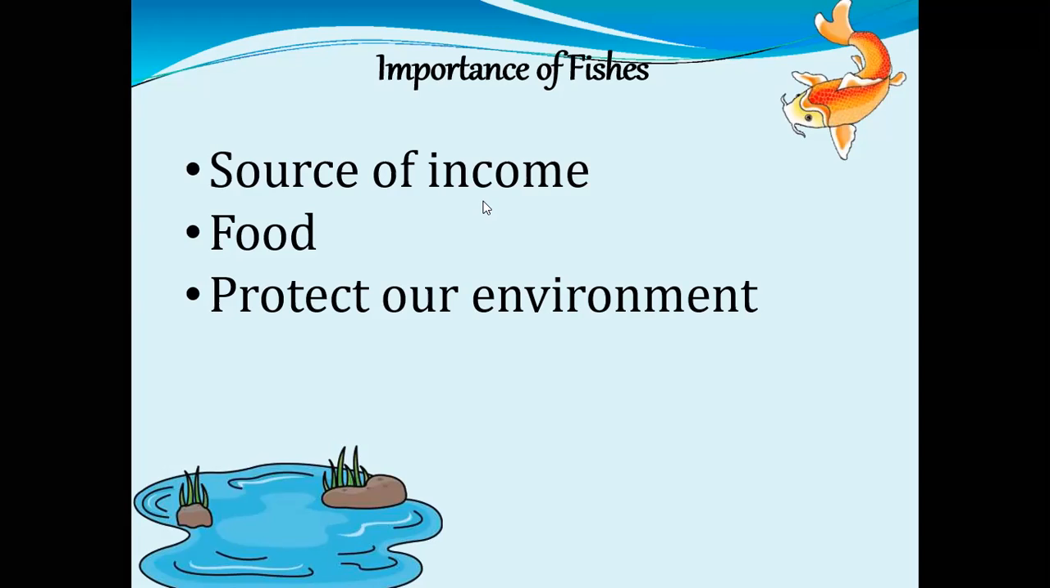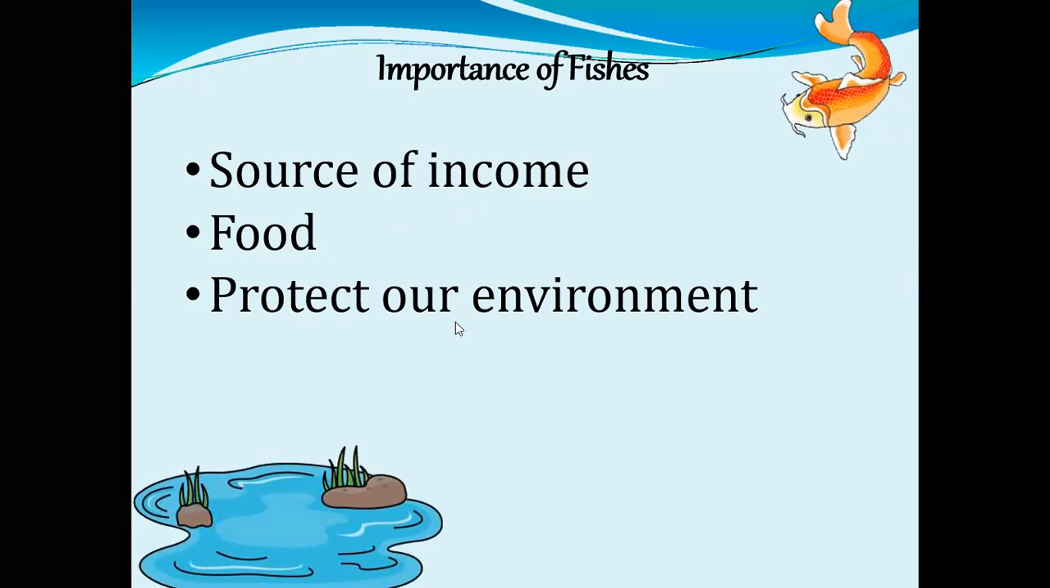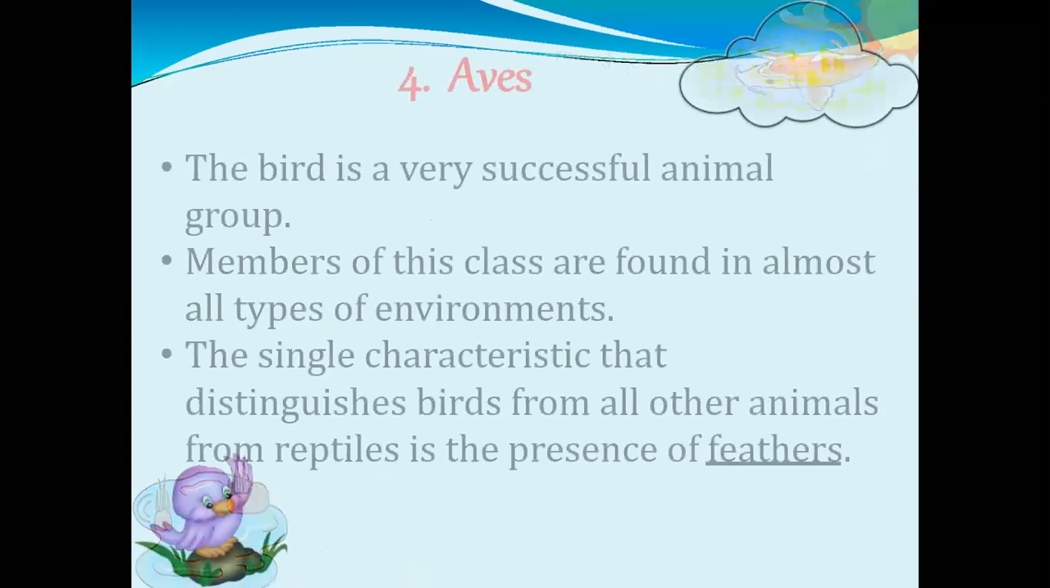Sources of income: we get money by fish farming, by selling fishes. Another, for food, we use fishes for nutrient, for protein. Fishes protect our environment. Therefore, fishes are very much important.